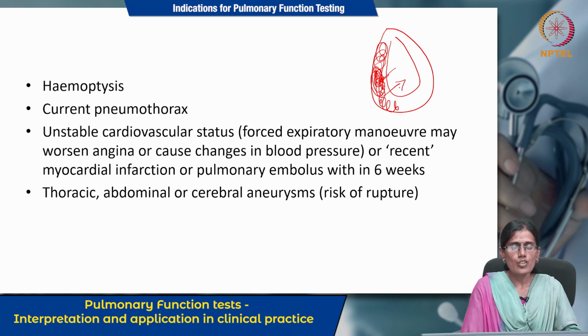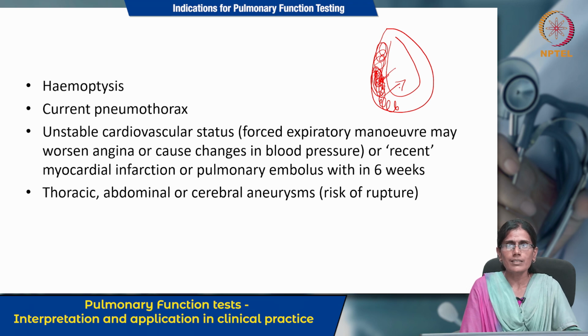The other contraindications being unstable cardiovascular status. The patient has ongoing chest pain, angina. The patient has hypertension, uncontrolled hypertension or hypotension. He has cardiac failure, which is decompensated. And the patient who had MI, stroke, pulmonary thromboembolism or major illness within 6 weeks, don't do PFT.